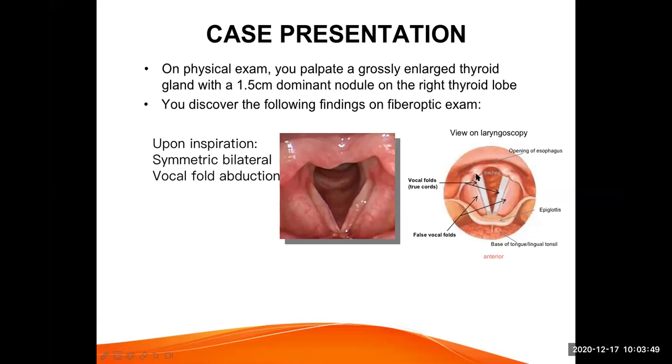This is a schematic diagram and this is a real patient picture. See this, these are the two vocal cords. These are the tracheal rings I can see. This is the epiglottis. Here is the anterior side, here is the posterior side. Upon inspiration, when we ask the patient to breathe, there is symmetrical bilateral vocal cord abduction. That means they are not affected here. Probably the recurrent laryngeal nerve was not damaged in this case.